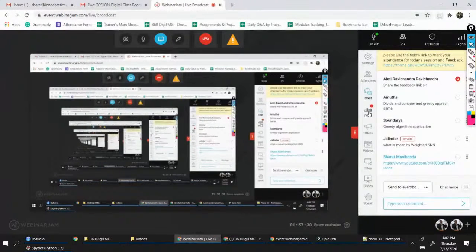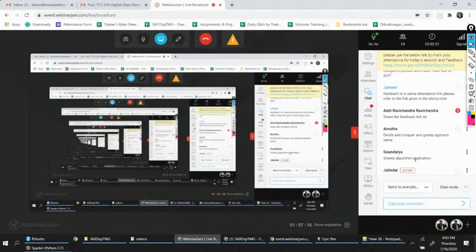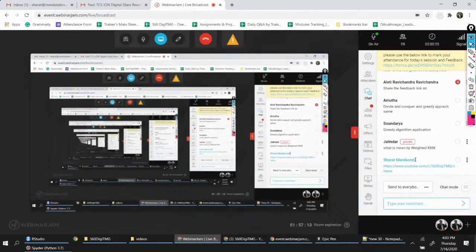Now, that's one of the applications that we can talk about for the decision tree. Divide and conquer, the greedy approach. Yes, that's correct, Amuta. Divide and conquer is nothing but you are splitting the data set, right? In order to extract the information, we are splitting it so that we get the most homogeneous pairs. So both are the same, yes, decision tree.